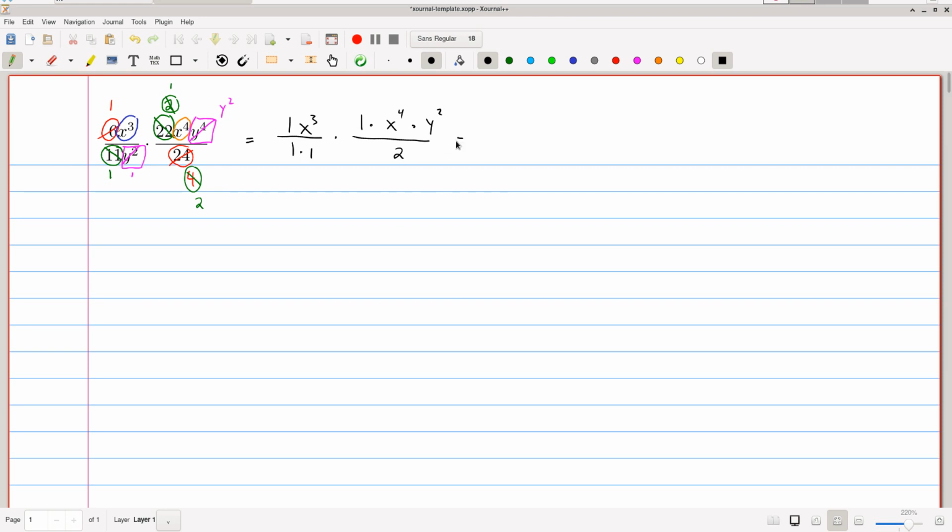Let's multiply what we still have left. So in the numerator, 1 times 1 will be 1. X to the third times x to the fourth gives us x to the seventh because we add exponents. And then we have y squared. In the denominator, 1 times 2 is 2. So we can simplify this to x to the seventh y squared divided by 2.